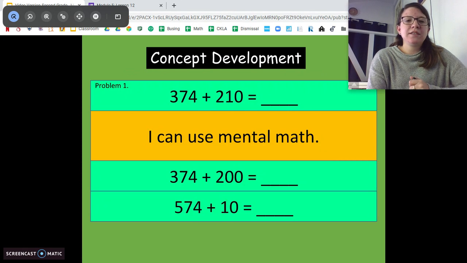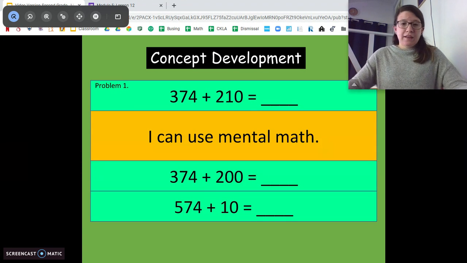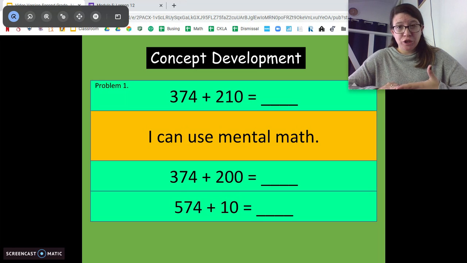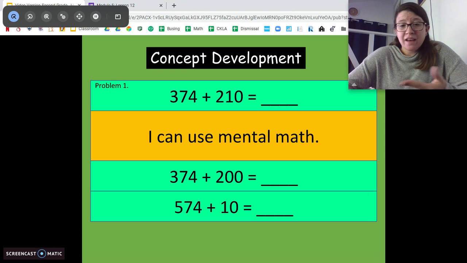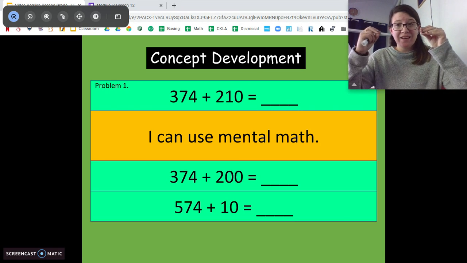All right. I'm going to skip this because I want to get to our work for today. So like I said at the beginning, there are a ton of different strategies to solve these problems. Today is all about finding the best strategy for you or finding the best strategy for the problem. So let's look at this one. It says 374 plus 210. What you can do is use mental math. We know we can break apart 210 to 200 plus 10.